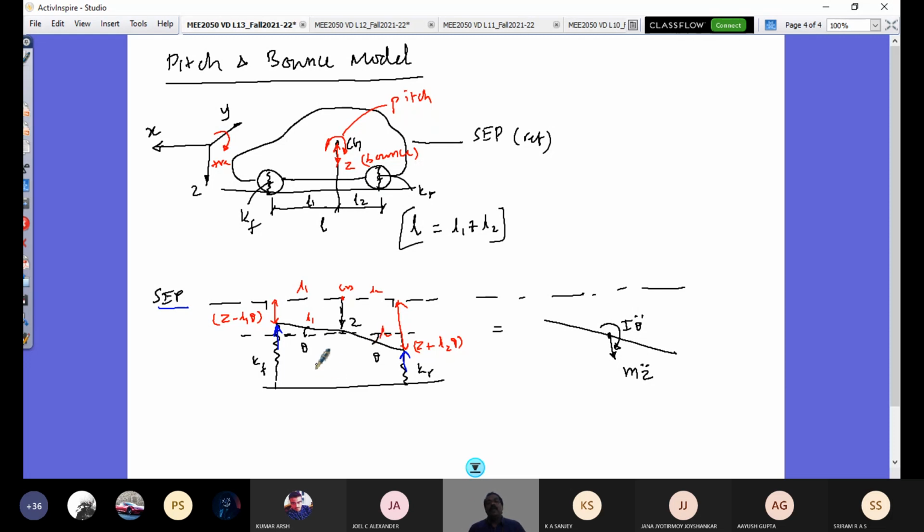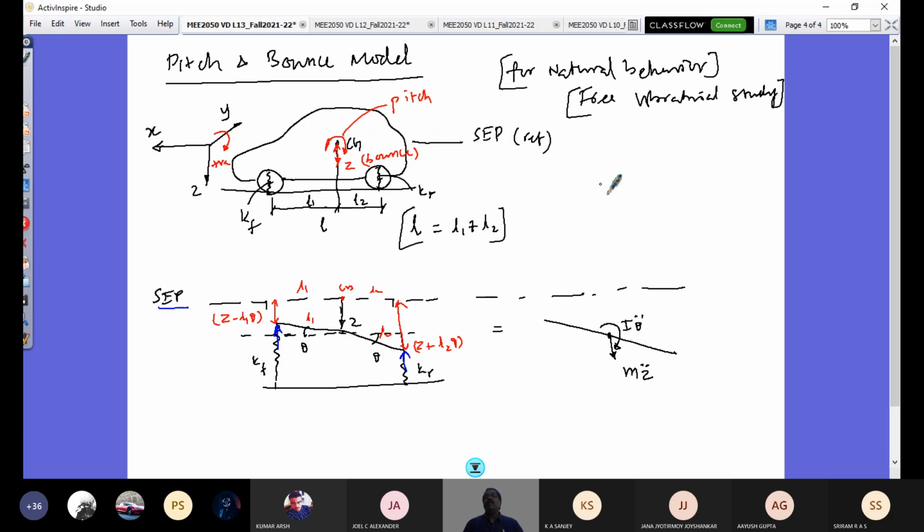So this is your free body diagram on the vehicle body. This line represents your vehicle body, and these are the springs. You see there is no damping, no shock absorber, that I consider here. So this analysis is only for its natural behavior, to predict its free vibrational study. Natural behavior means free vibrational study. So I'm not going to excite with harmonic excitation and so on. I'm just going to disturb the system from its static equilibrium position.